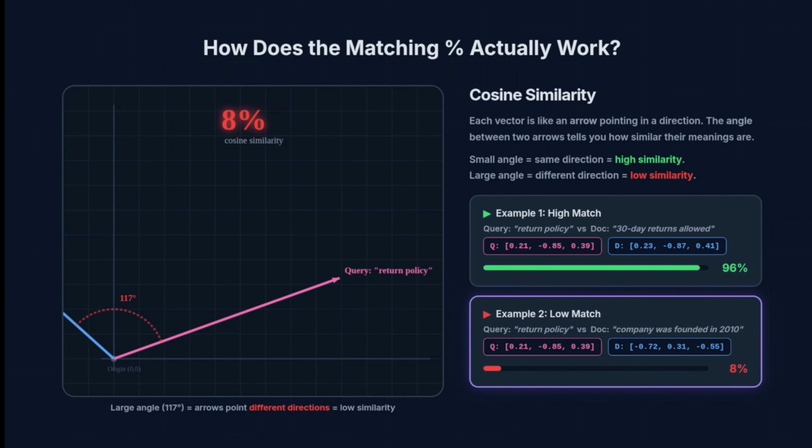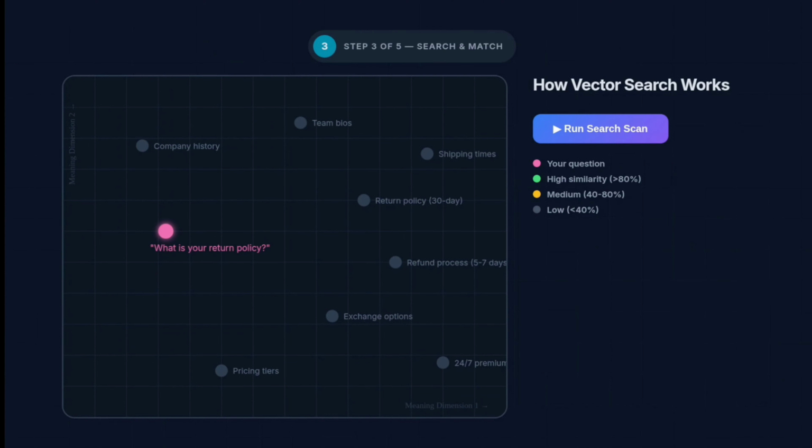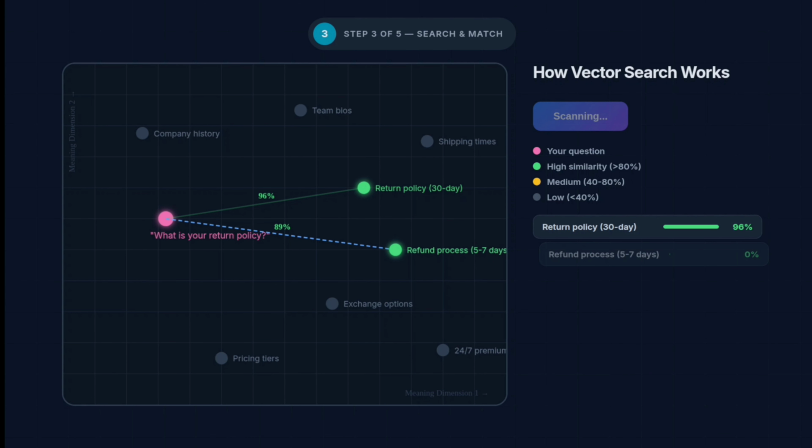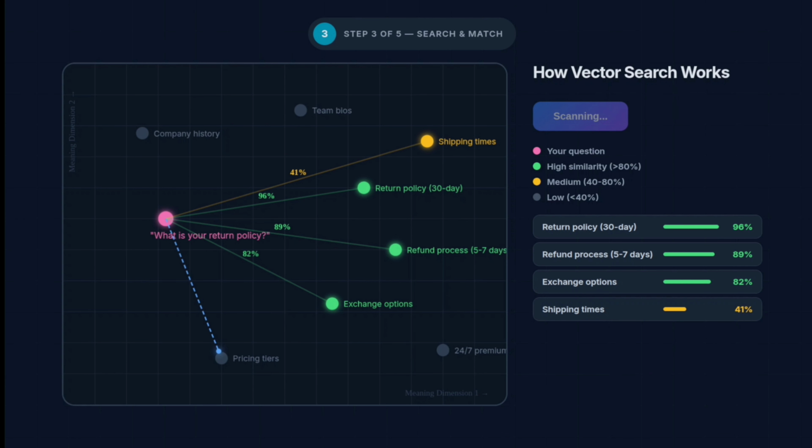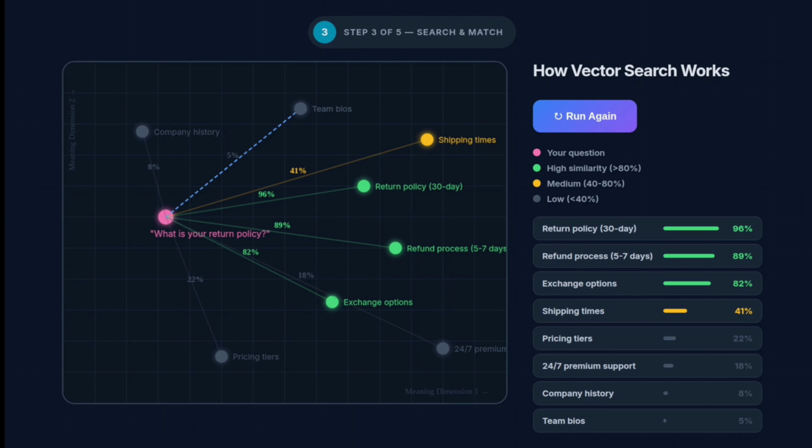So when you ask the AI, what is your return policy? The system scans the query against one chunk at a time and computes the similarity score. The system then ranks everything and takes only the top matches. In this example, green dots are highly relevant matches. Yellow is medium and gray dots are unrelated.